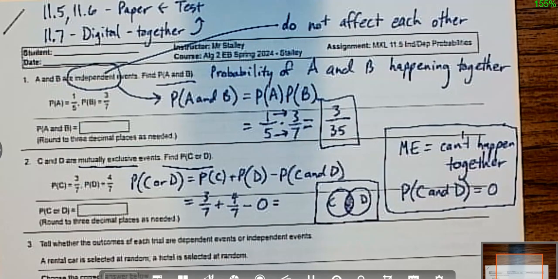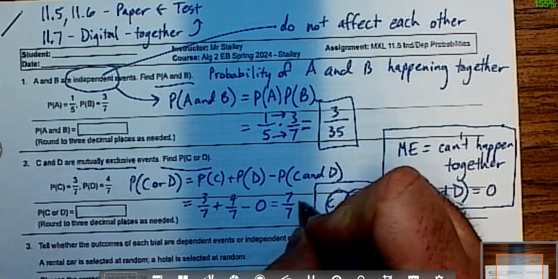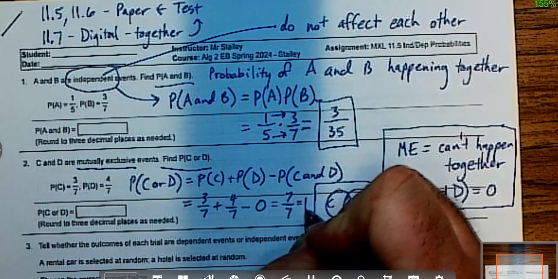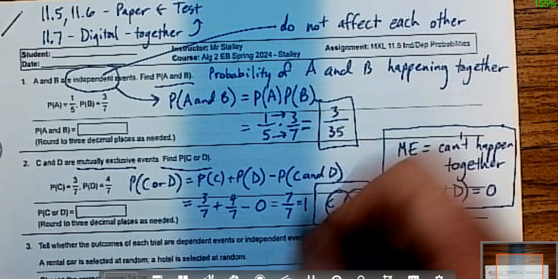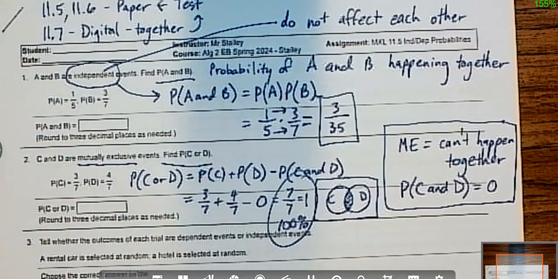Okay, so what is 3 sevenths plus 4 sevenths minus 0? 7 over 7. That's true. Also known as 1, or 100%. Now, I don't care which one of those answers you give me. If you said 7 over 7 or 1 or 100%, those are all the same. Does that make sense?